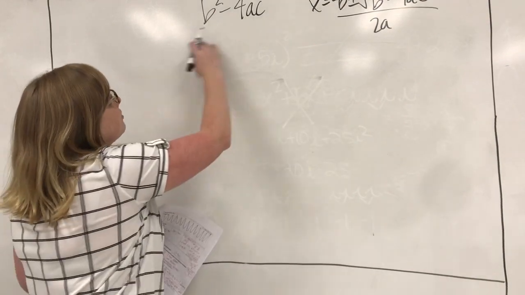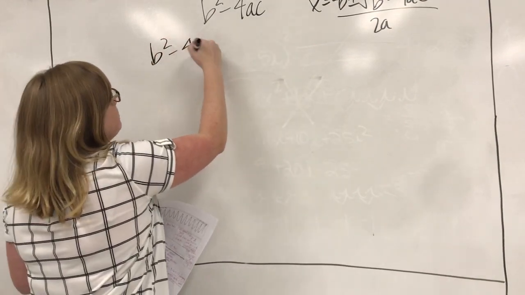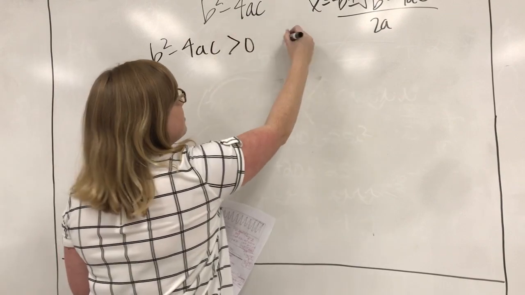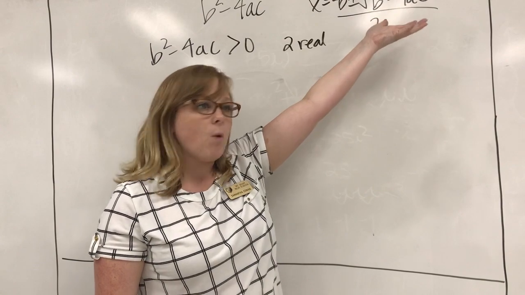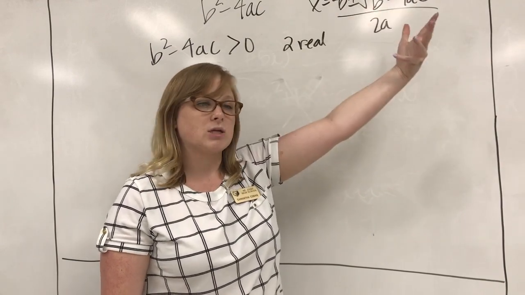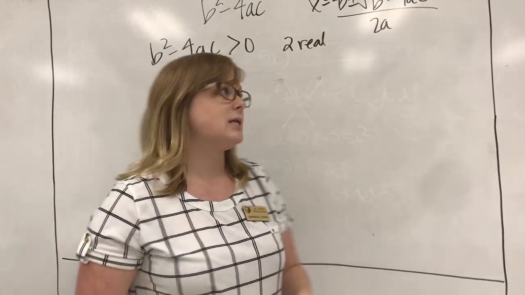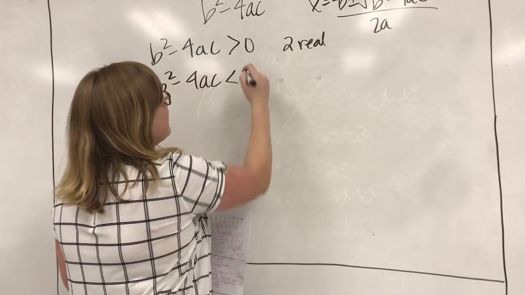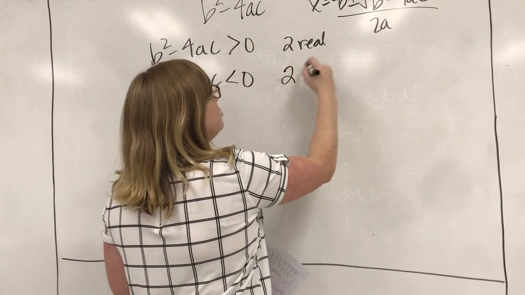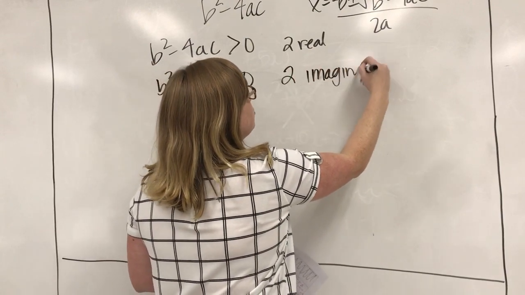So remember, if under that radical is positive, we have two real solutions. We have real numbers, there's no i's, it's real solutions, we can get an approximate decimal value if that's what's needed. If it's negative, if what's under that radical is less than 0, that's going to have two imaginary solutions.